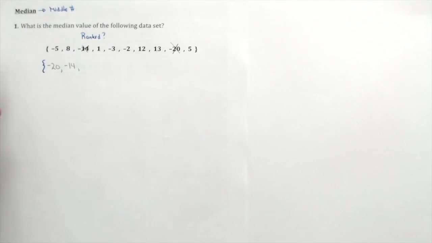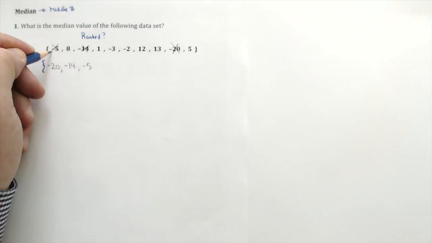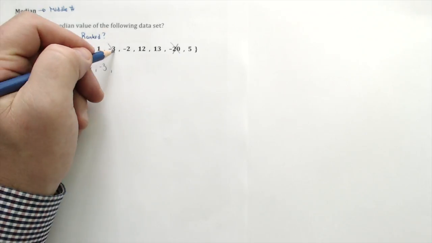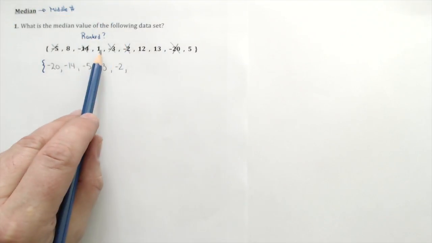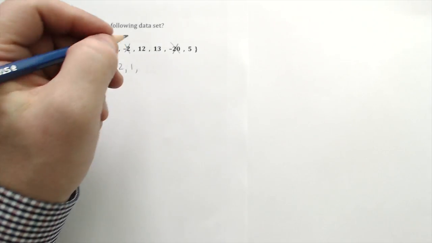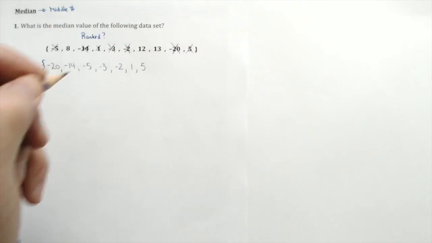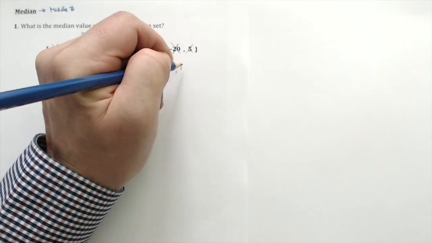Scratch him out. And then the next lowest number is going to be the -5, -3, -2. And oh, there's the number 1, which I'll follow up with a 5. And then I'm looking at the 8, and then the 12, and then that 13, right? The 8, the 12, and the 13.